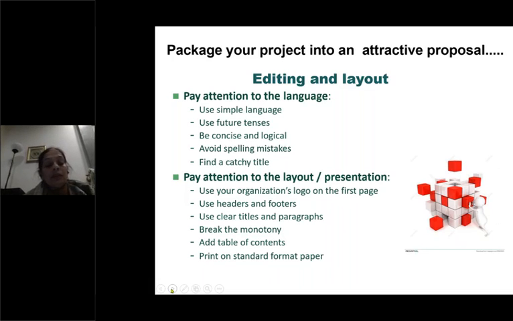Then add a table of contents initially, once you start the project. That gives a feeling that you are more organized. Although these are very small things, they make a very long impact on the reviewer, because if you have given a table of contents at the start of the project and the layout is very clear, there is a sense that the person who has written the project is very organized, so he or she can handle things better. And then print in a standard format. That's just a simple thing. Next, please.